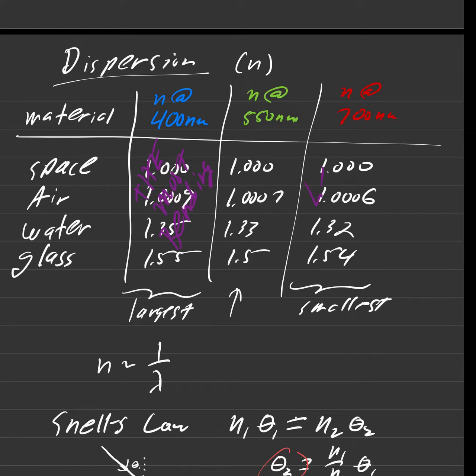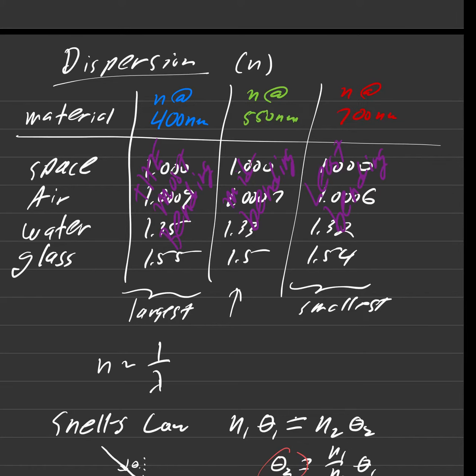Over here, this is going to result in the least bending. And the green, of course, in the middle here will sort of be mid-bending, something like that. So green won't be the most or the least. It'll be somewhere in between. But blue is definitely going to bend the most. Red is going to bend the least.